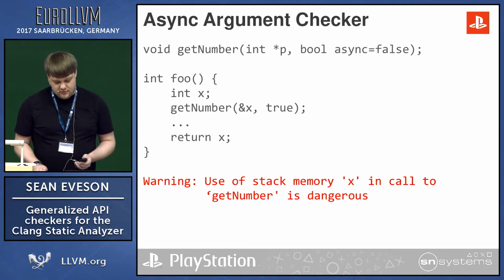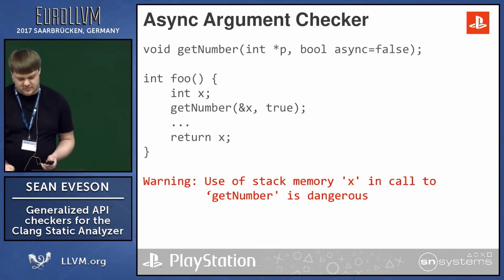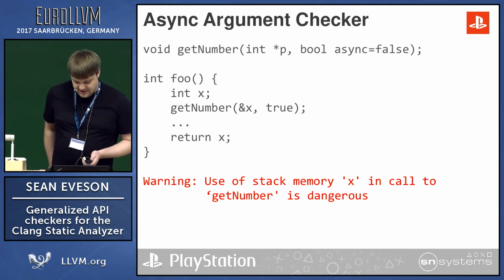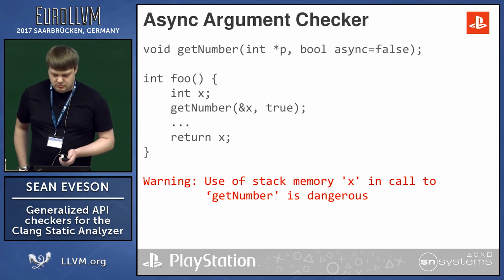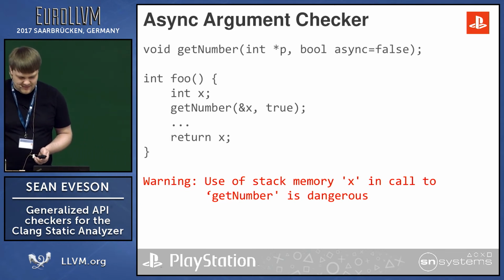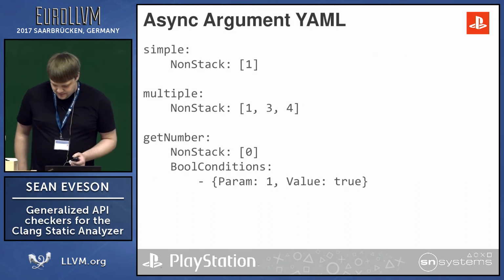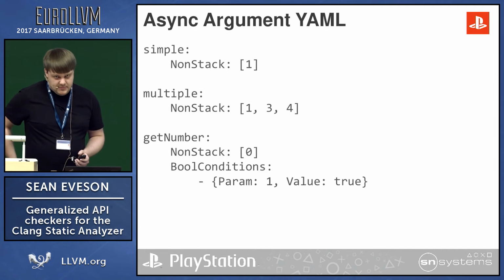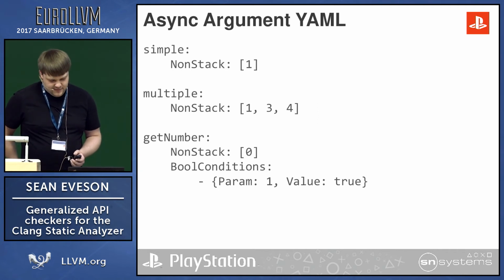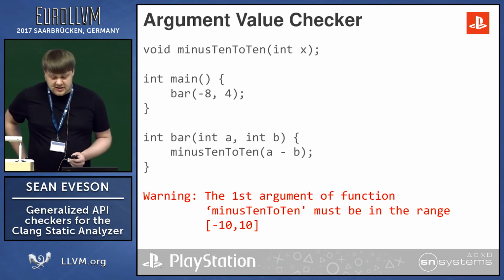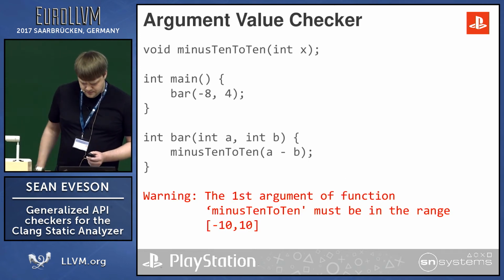And these bugs can be really problematic to find. Sometimes they'll work nearly all the time and then just occasionally, stack corruption. We used this checker to find a bug that was occurring every 3 hours, and the people responsible for that bug were pretty happy that we managed to find it. And here's the YAML that we pass into that checker, so we need to give it information on what parameters shouldn't be on the stack and any other conditions affecting whether the function is asynchronous or not.